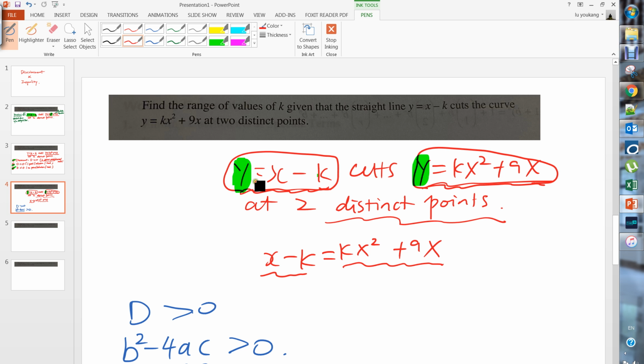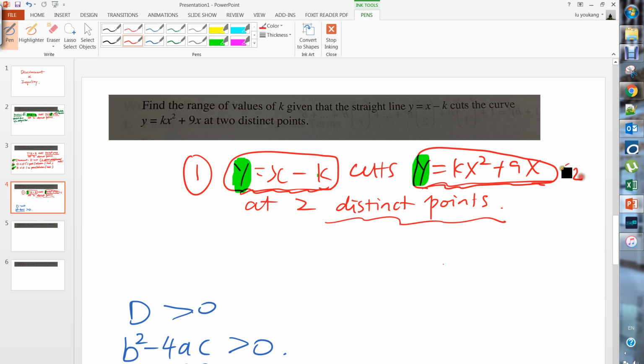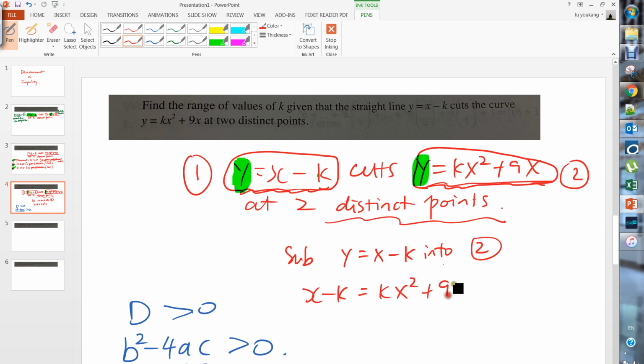Okay, in fact you are using the substitution method. If you cannot see, let me demo to you. This is your first equation, this is your second equation, right? So basically what you do is you sub your y equals x minus k into your equation 2, and what do you get? You get x minus k equals kx squared plus 9x.